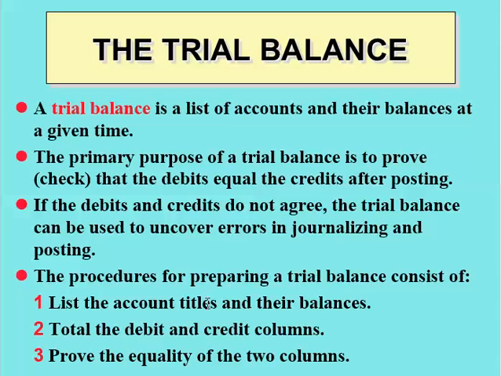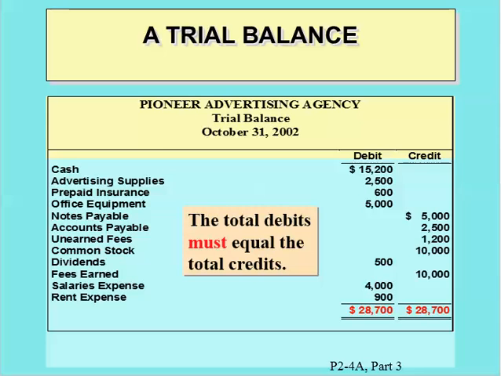So the steps for getting ready to prepare the trial balance are to go into our ledger and list out all the different account titles and the various balances. Then we total up the debit and credit columns and make sure the two equal. So here's an example of what a basic trial balance might look like.